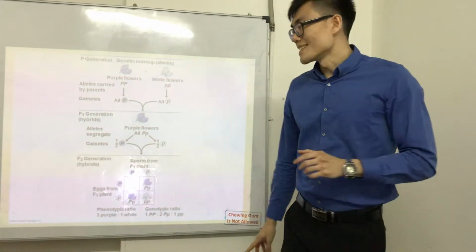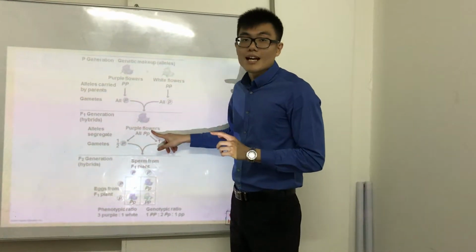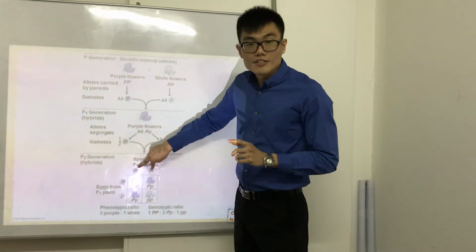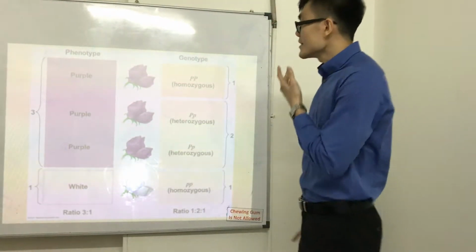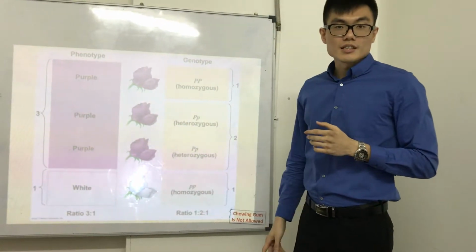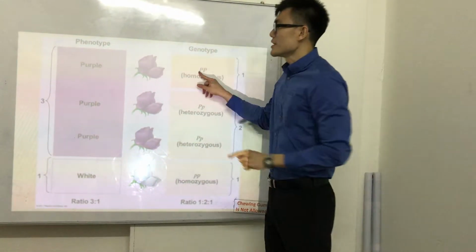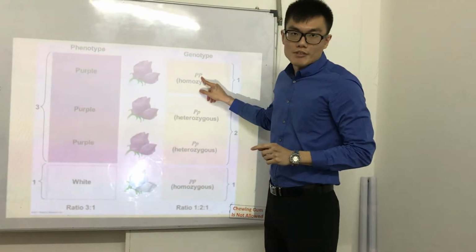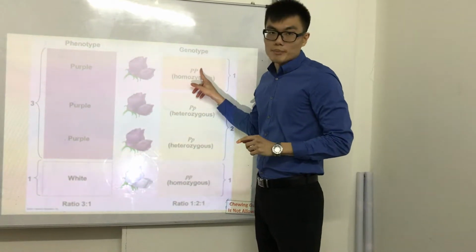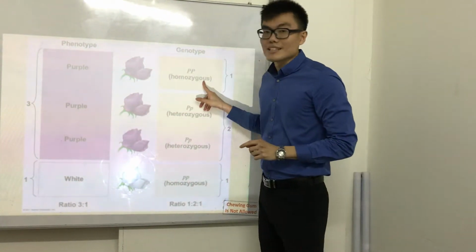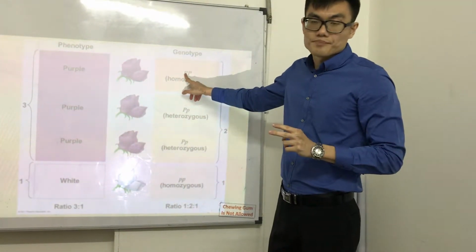So in other words, the individual in the F1 generation is able to produce 2 types of gamete. So these are the results when fertilization occurs. When the gamete with big P fertilizes with the gamete with big P, they will contain 2 big P, and this is the so-called homozygous dominant, because they contain 2 dominant alleles.